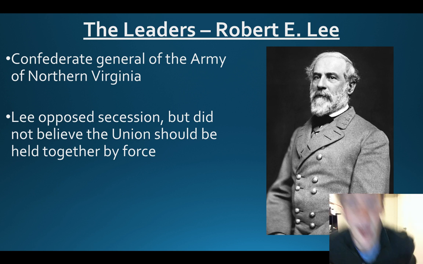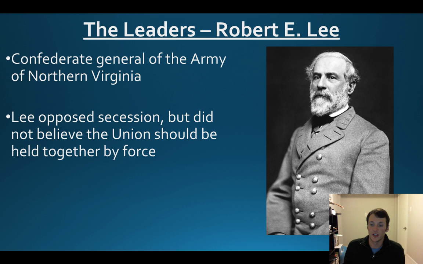But anyway, so he is chosen as the Confederate general, and Lee is actually opposed to secession early on here, but he didn't really believe the Union should be held together by force, and he's going to end up siding with Virginia. He sees himself as a Virginian first, so when Virginia secedes, he feels like he's going to do his duty to his state, and he joins the Confederacy himself, right?